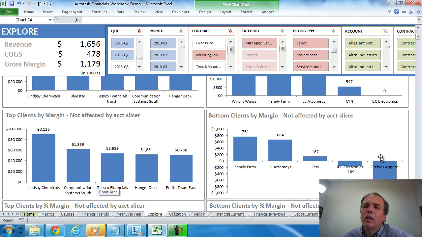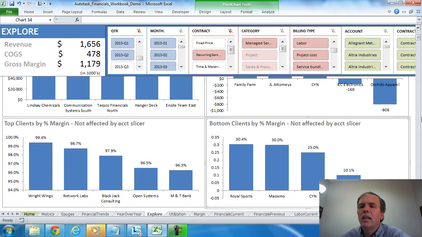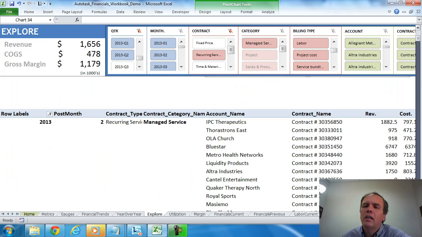You also may want to look at who the clients are that have the negative margin. These are customers who, within that 2-month period, actually spent more money than needed. So you get that kind of view of the accounts, and of course on all these Explore screens we also provide the data below on the specific accounts.